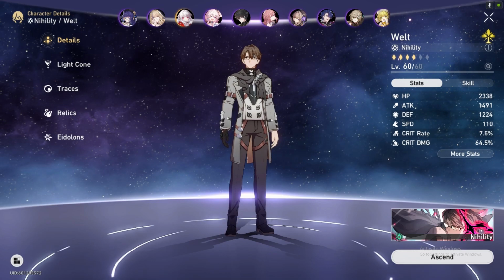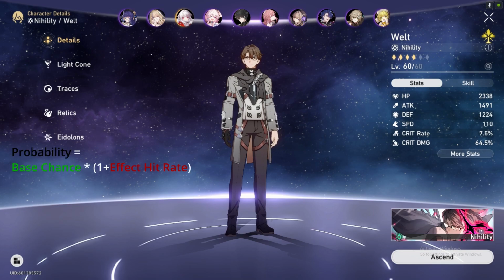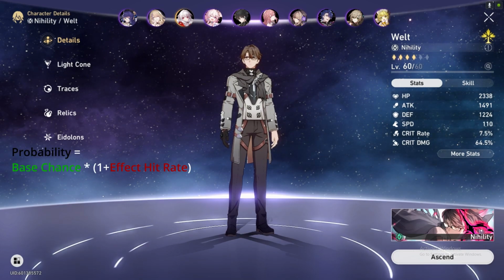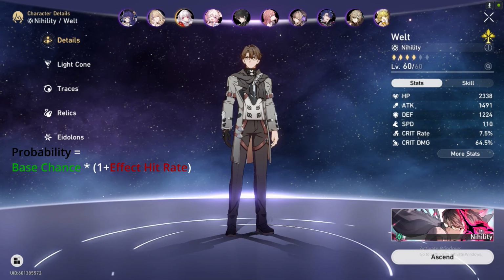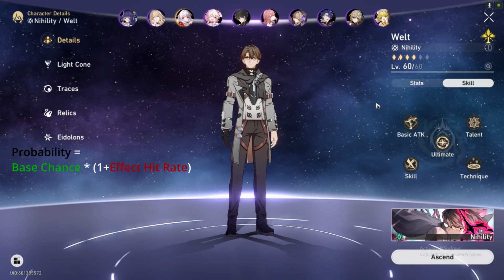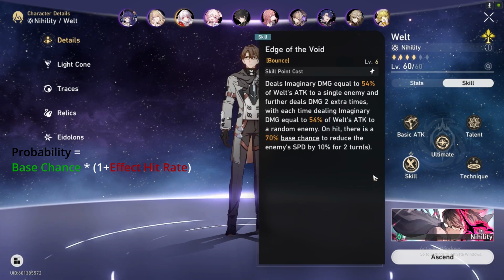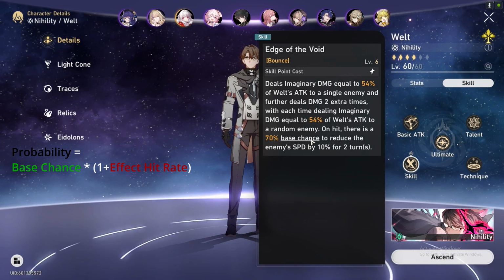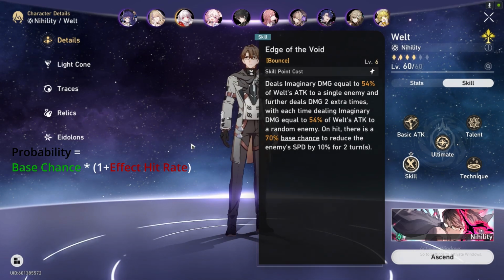Now let's talk about the really important part. How is it calculated and how much do you actually need? Here is the formula, and as you can see, you need to know your base chance and your effect hit rate. To know your base chance, all you have to do is take a look at your abilities. For example, on my wealth, if I take a look at his skill, you can see that it has a 70% base chance to reduce the enemy speed. So this is going to be your base effect probability.